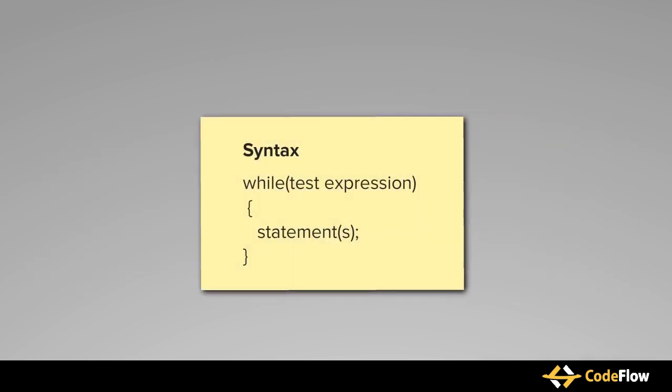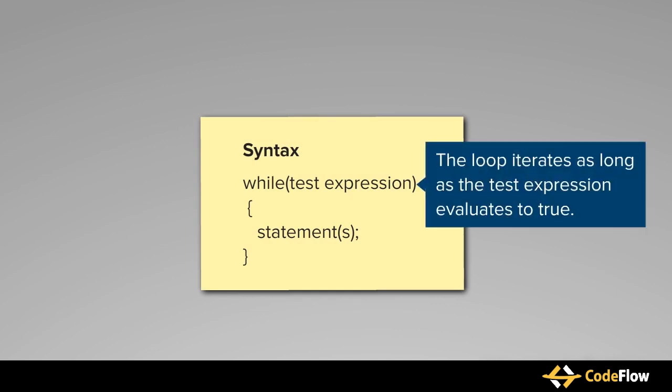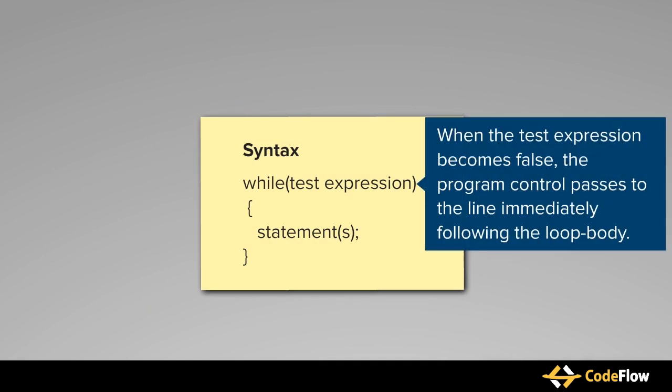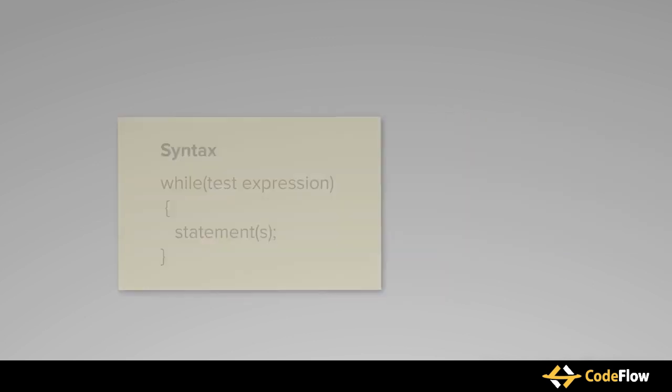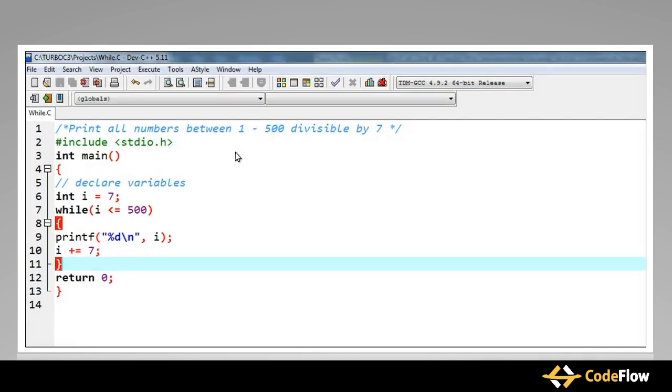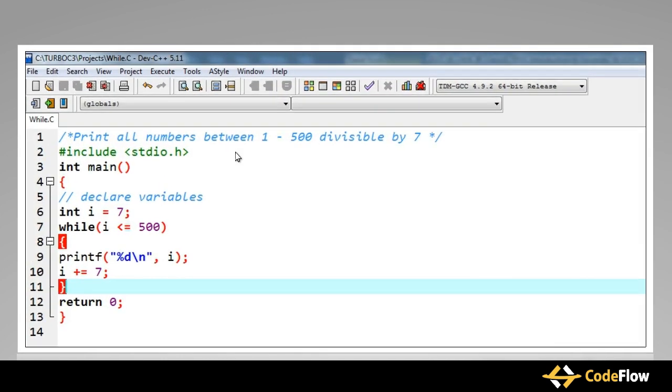The syntax of a while loop is shown here. The loop iterates as long as the test expression evaluates to true. When the test expression becomes false, the program control passes to the line immediately following the loop body. Now let's understand how a while loop can be used to print the numbers between 1 and 500 that are divisible by 7.